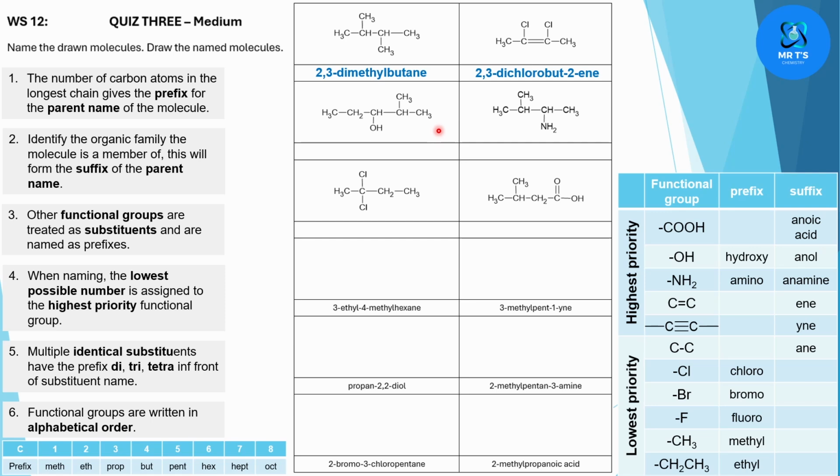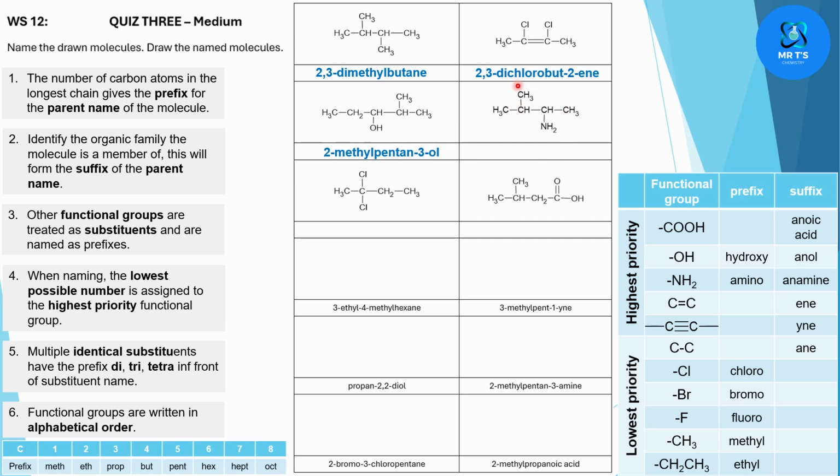Okay, so the third one here, there are 1, 2, 3, 4, 5 carbons in the longest chain. There's an OH group and a CH3 substituent, so the OH is going to change its name to anol. There are 5 in the largest chain, so it's going to be pentanol. We need to number where the OH will be. It will be off the 3rd carbon, so it's pentan-3-ol, plus a methyl group coming off the 2nd carbon, so it's 2-methylpentan-3-ol.